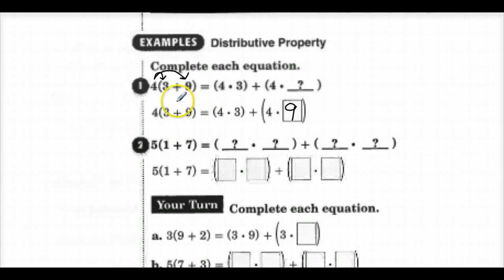So look at it this way. This here, 4 times the quantity, and remember quantity is just what's inside the parentheses, 3 plus 9, is the same thing as 4 times 3 plus 4 times 9. And this is what we call distributing that 4. It's the same thing. So to clarify again, this is equal to all of this. Okay, let's move on.